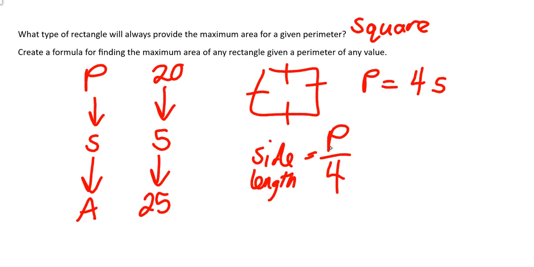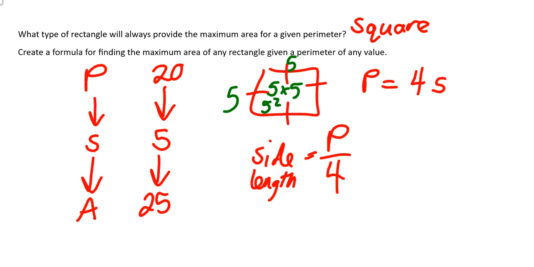And it will give me the side length that is going to give me the biggest area possible. Then I have to ask myself, well, how do I get area from that? So if I know that my side length is 5, how do I get an area of 25? Well, because it's a square, how do I get the area? I just do 5 times 5. Or another way of saying that is 5 squared.